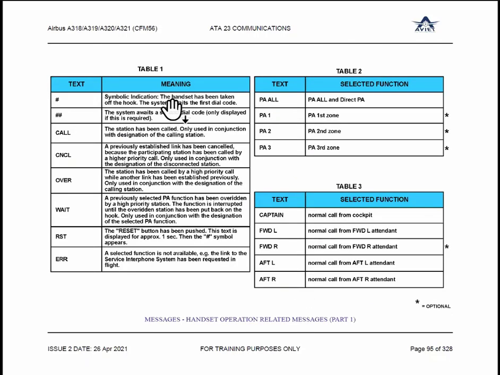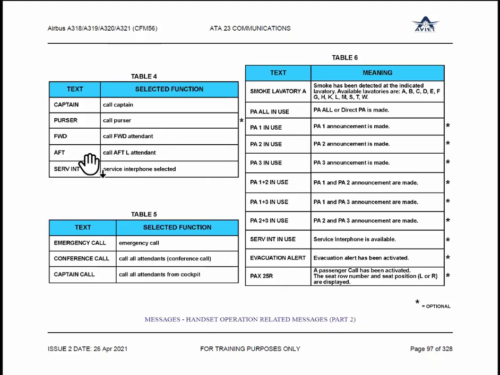So like that, other types of messages will be available. Maybe you have some emergency call also, which I told you, the red light will come in an emergency call. So emergency call, and conference call. If cabin crew are talking among themselves, all the cabin crew or a couple of cabin crew, then it will be a conference call. If more than two are calling, it will be treated as a conference call. Or the captain is calling: call all attendants from the cockpit.